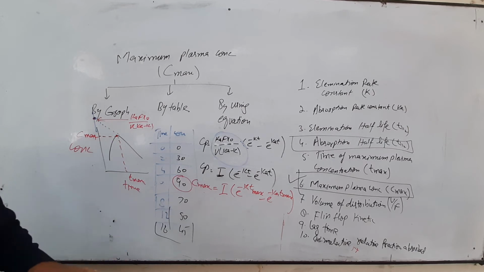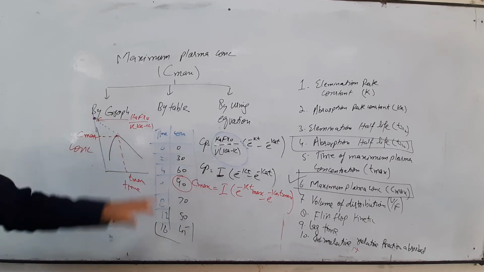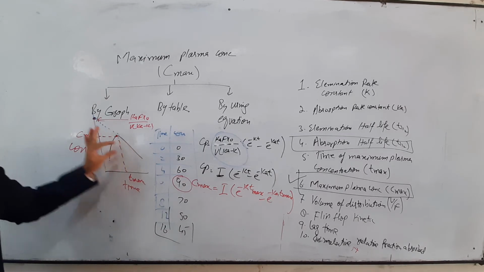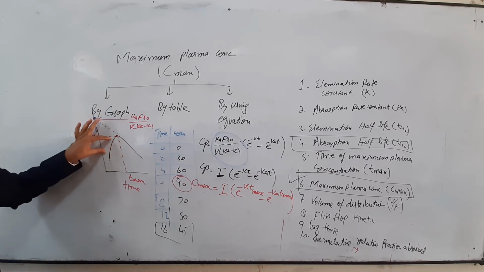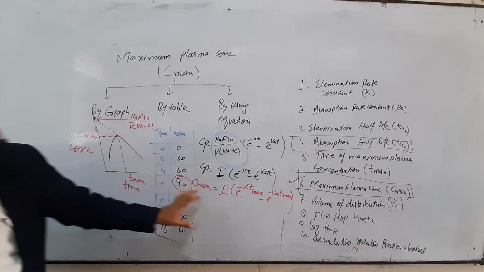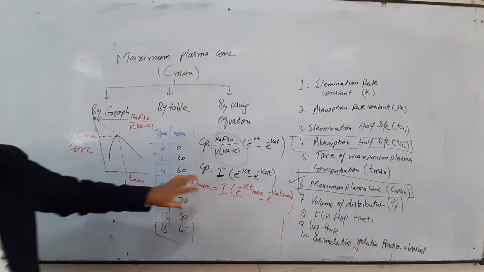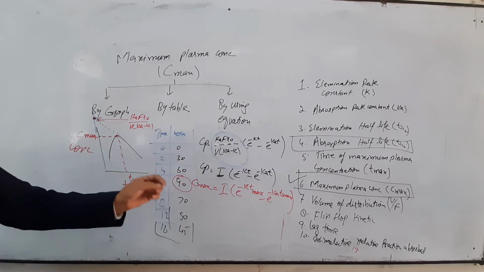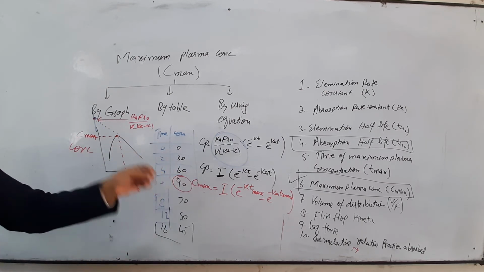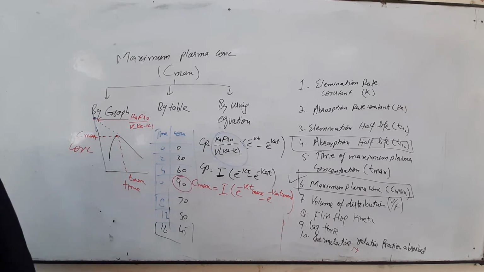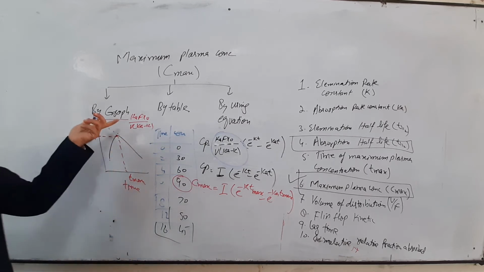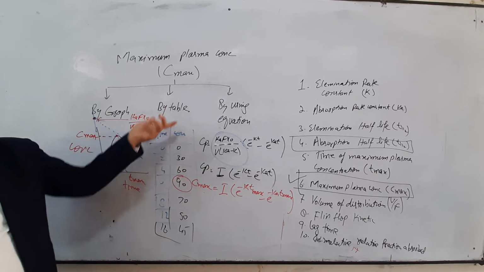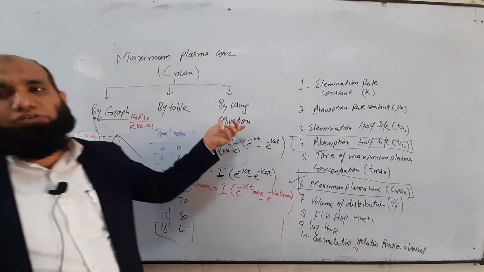This graph will give us the value of the intercept. From the elimination phase we will calculate K, and Ka we will calculate from the absorption phase, and we will use the same equation for the calculation of Cmax. Okay, now our summary is: maximum plasma concentration Cmax can be calculated either by using the graph, or by using the table, or by using the equation.